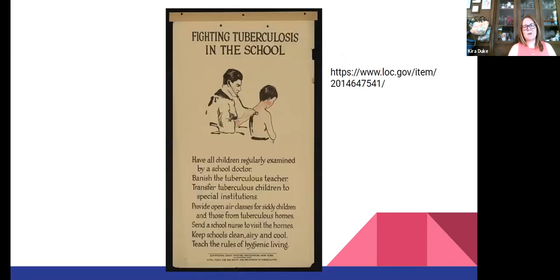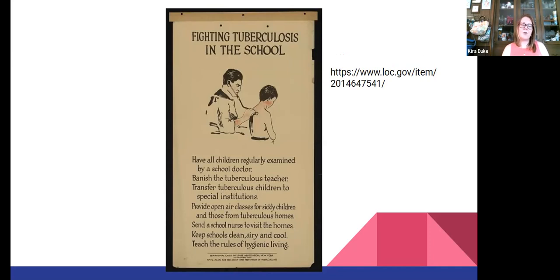The next poster, fighting tuberculosis in the school: have all children regularly examined by a school doctor. Banish the tuberculosis teacher. Transfer tuberculosis children to special institutions. Provide open air classes for sickly children and those from tuberculosis homes. Send a school nurse to visit the homes. And keep schools clean, airy, and cool. Teach the rules of hygienic living.